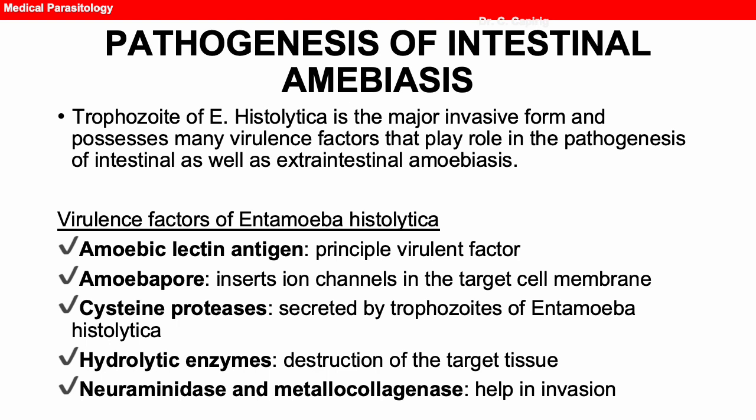For amoebapore, it inserts ions in the target cell membrane. The cystine proteinases, we have discussed this previously, are secreted by the trophozoites of Entamoeba histolytica. Several hydrolytic enzymes cause destruction of the target tissue, and neuraminidase and metallocollagenase also help in invasion. So we have several enzymes that would break down the connective tissues of our intestinal lining, thus they're capable of invasion.